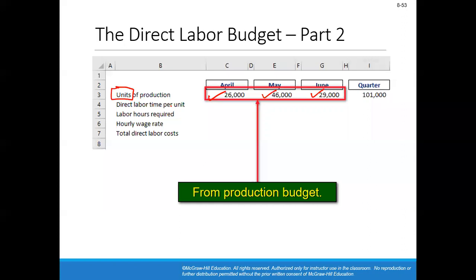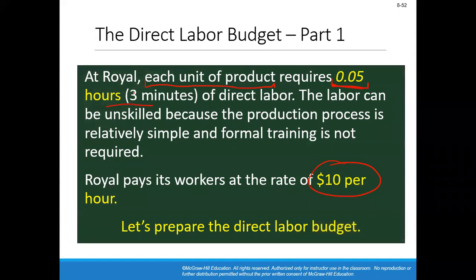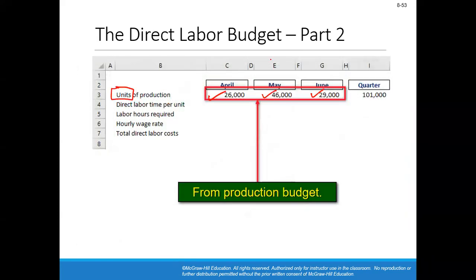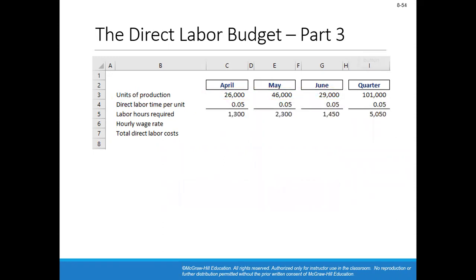So we have been told that for each unit of production, we need to have how much labor hour. We need 0.05 labor hour, or 3 minutes. So we can compute the total labor hours by multiplying the labor hour per unit of product and get the total labor hours for this total production. Okay, so if we multiply this, we have these labor hours, right?